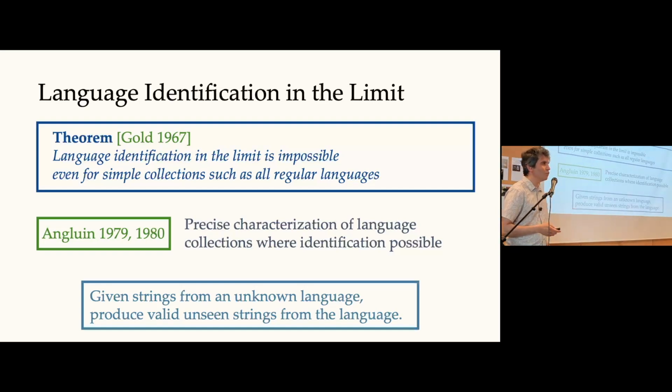So Kleinberg and Mullainathan said, well, it looks like generation is a weaker notion. For some reason, even though the identification question was resolved 60 years ago, nobody had actually asked about the generation question. So let's go ahead and investigate the generation question. Maybe we can characterize what collections of languages generation is possible for. Okay. And this was the starting point.